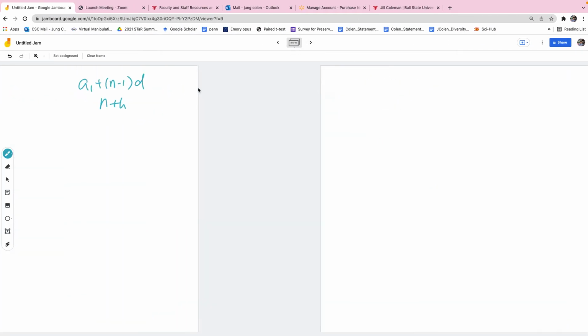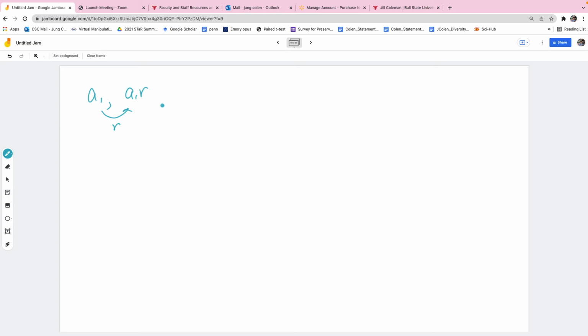You have a sequence starting from the first number. For the second number, you are multiplying by a number, let's say R in this case. To get the third number, you multiply this by R again. So a sub 1 times R times R is R squared, right? And for the fourth number, you multiply this by R, so you have a sub 1 times R squared times R, which is R cubed, and so on. So you can see the pattern here.